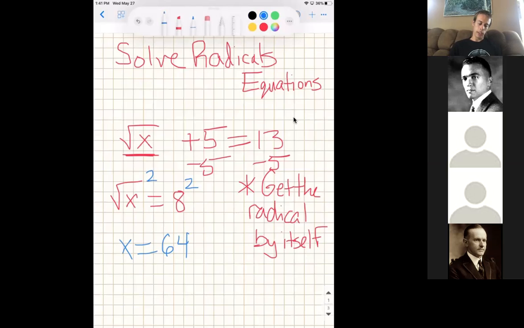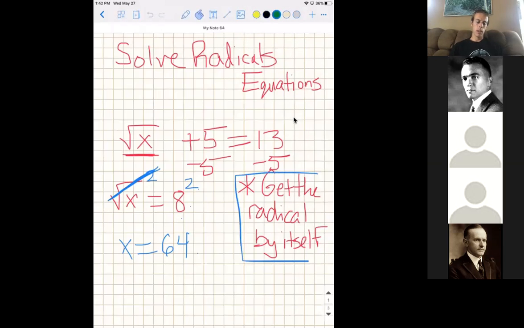Because we took the squaring, a square root, those undo each other. And then 8 squared is 64. Notice it's not positive and negative 64. It's just regular 8 squared. Just 8 times 8, or 64. Again, our goal though was let's get the radical by itself.